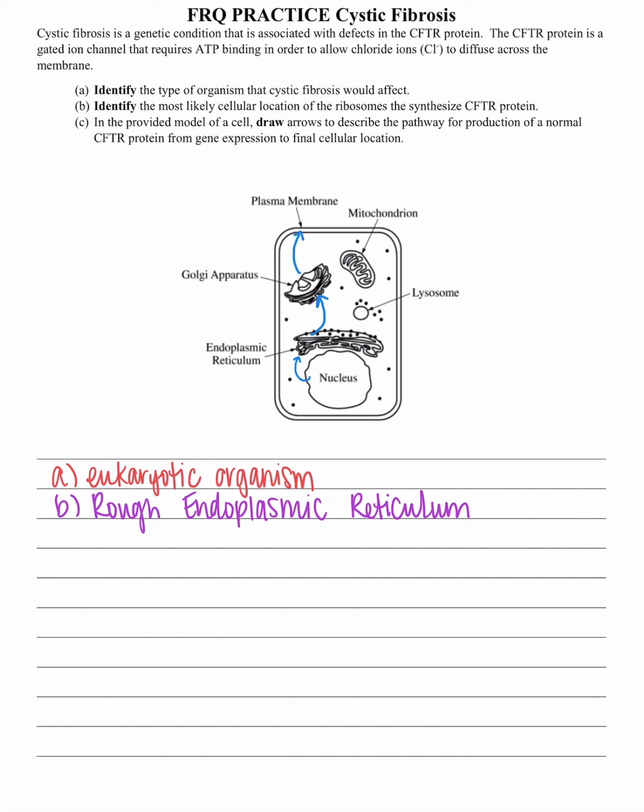One important thing to note right here is that in order to get this point, you have to draw the arrow to the plasma membrane. Remember, in the prompt, it tells you that it's an ion channel. So it has to be embedded into that plasma membrane. If you go past the plasma membrane, that means it's excreted. And that channel doesn't do a lot of good if it's outside of the cell.